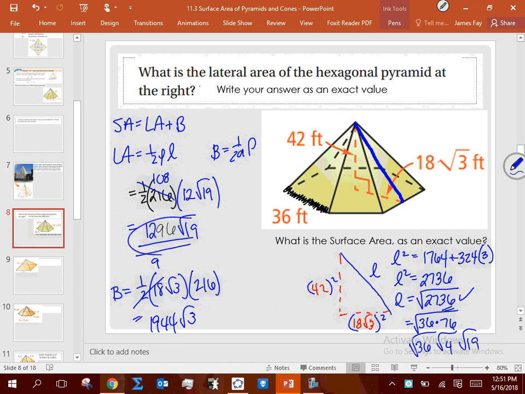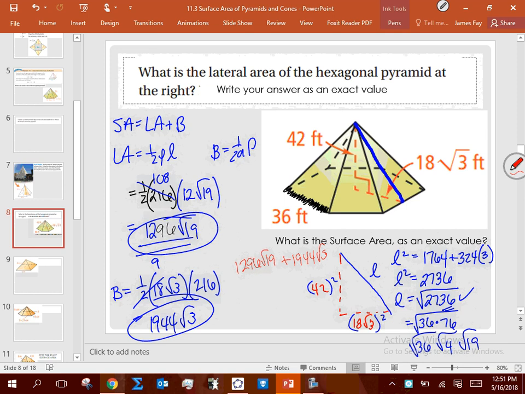So what would I do with those two numbers to find surface area? Add them together. Can I combine them? Nope. I'm just going to have to write it as 1944 radical 3 plus 1296 radical 19. That would be my exact surface area.